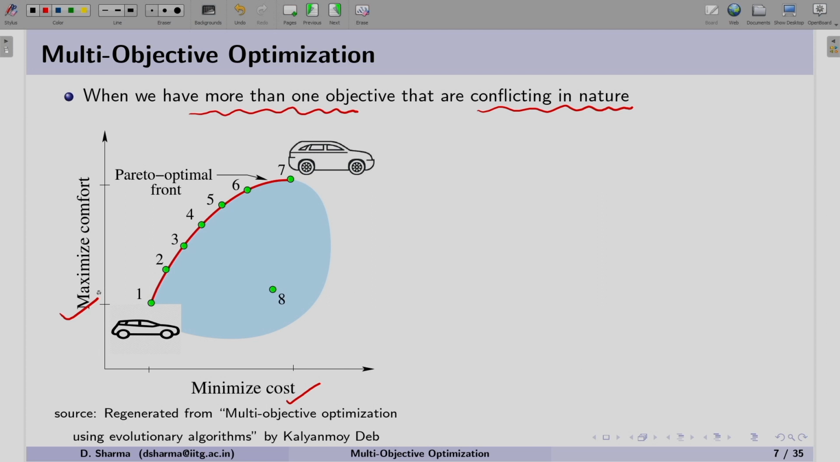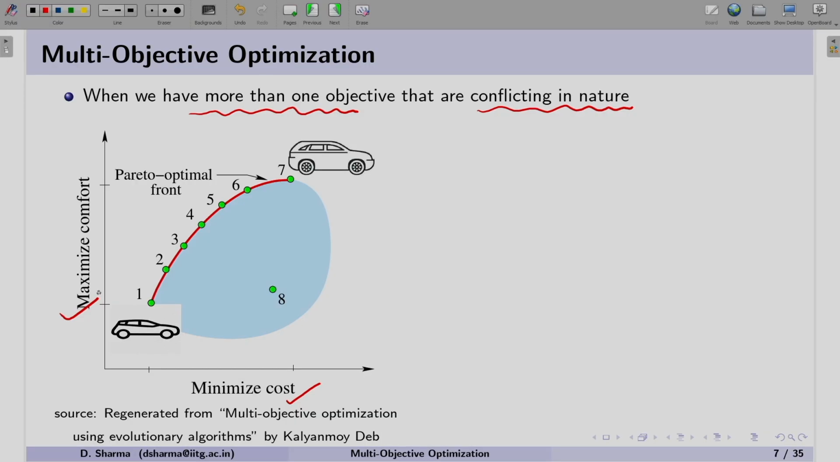So, let us assume that we want to buy a car. There could be different parameters on which we can buy the car, and definitely our primary parameter is the cost. Along with that, there could be others like fuel efficiency, and one of the parameters, as we have mentioned in this example, could be the comfort. So here we are taking two objectives to understand more about multi-objective optimization. So let us see the example.